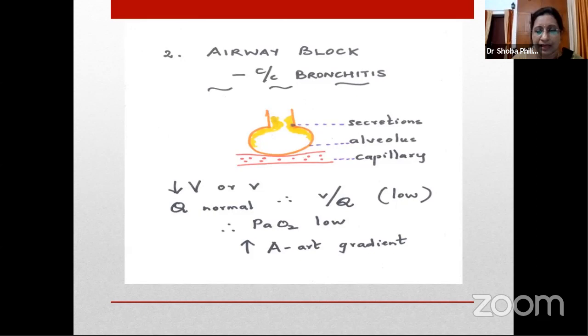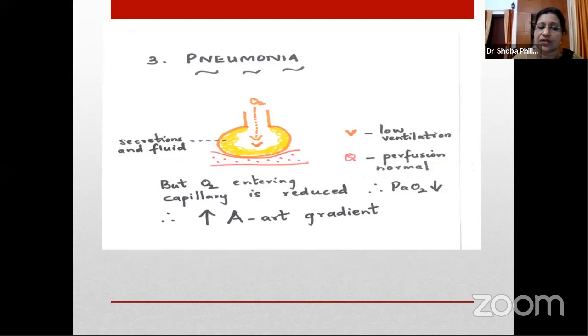What happens in pneumonia? In pneumonia, again, oxygenation is reduced because there is inflammation of the lung. Secretions and fluid also get collected. So there is a low ventilation, but perfusion is normal. So the oxygen entering the capillary is reduced. You get a reduced oxygen in the capillary. And so you get, again, an increased alveolar arterial gradient.